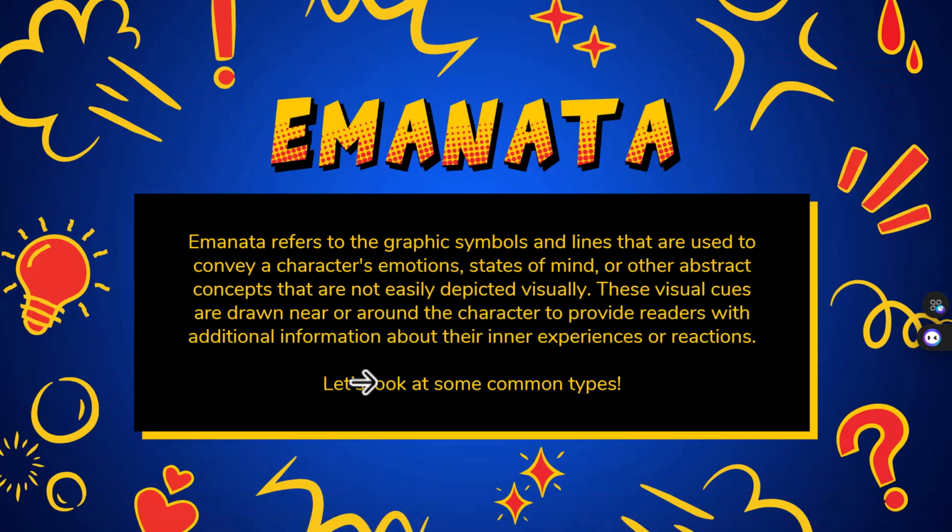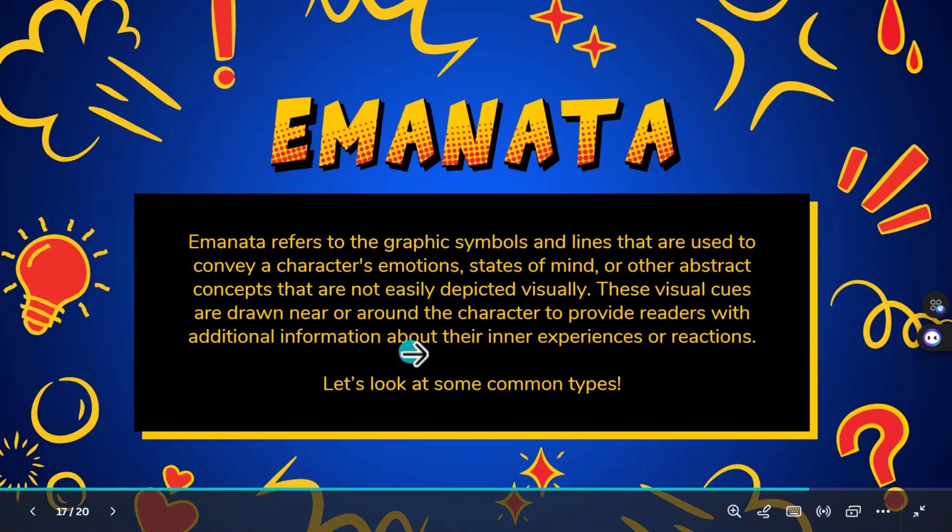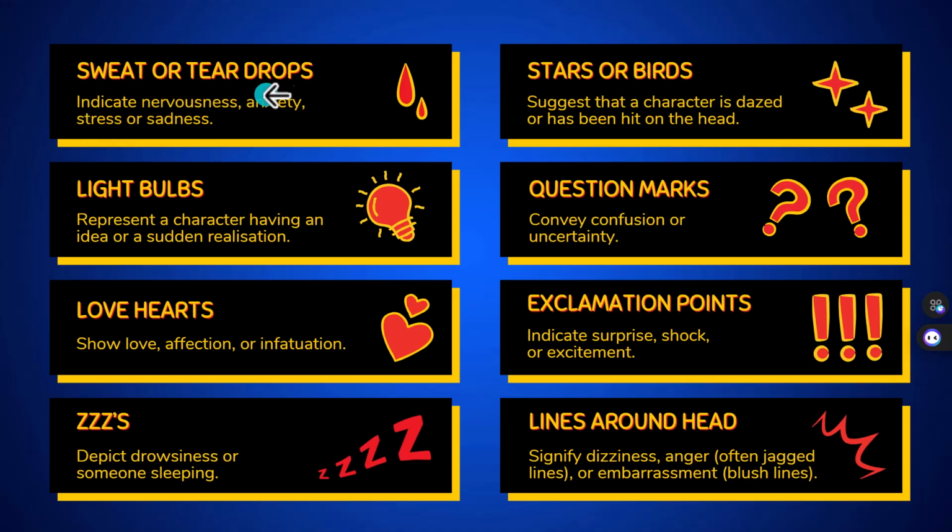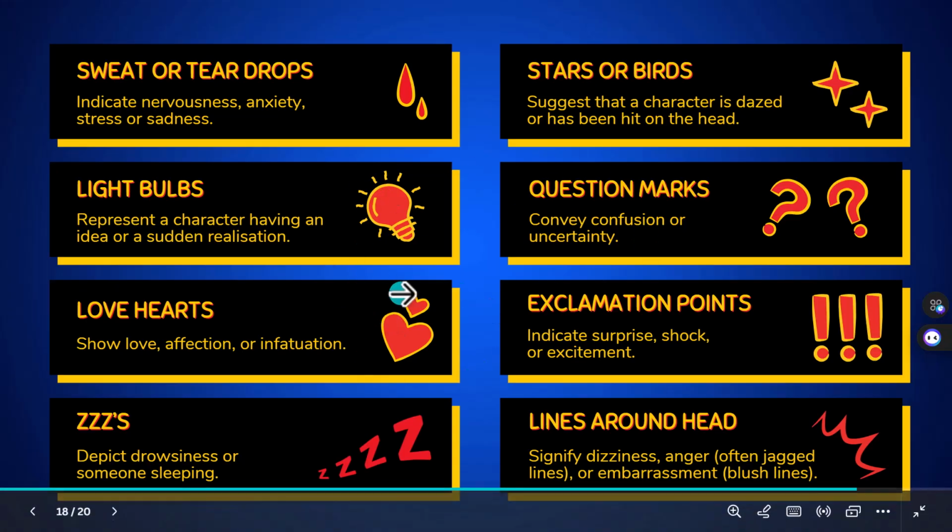Another thing we are definitely looking into is emanata. Emanata refers to the graphic symbols and lines that are used to convey a character's emotion, states of mind, or other abstract concepts that are not easily depicted visually. These visual cues are drawn near or around the character to provide readers with additional information about their inner experiences or reactions. Let's look at some common types of emanata. Here we have sweat or teardrops, we have light bulbs, we have love hearts. So we have these different emanata, and there we are.